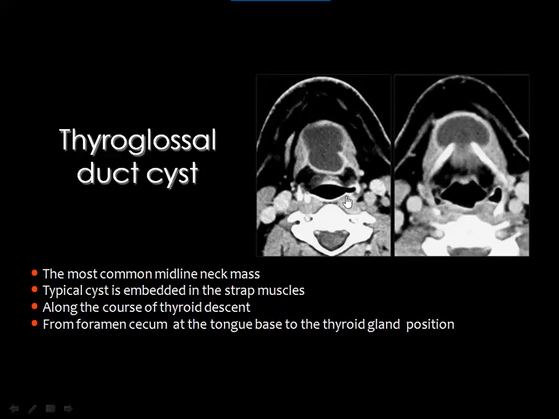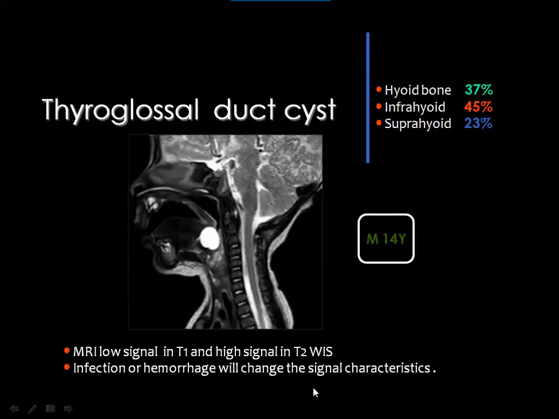This cyst is bigger than 2 centimeters, and I mentioned that the usual size is about 2 centimeters, but sometimes you can see that the cyst is bigger, like this one, and is exactly or slightly below the level of the hyoid bone. And these are the levels of the thyroglossal duct cyst. At the hyoid bone, 37%, infra-hyoid 45%, and if you sum these two figures, you see most of the lesions are located either at the level of the hyoid bone or slightly below.